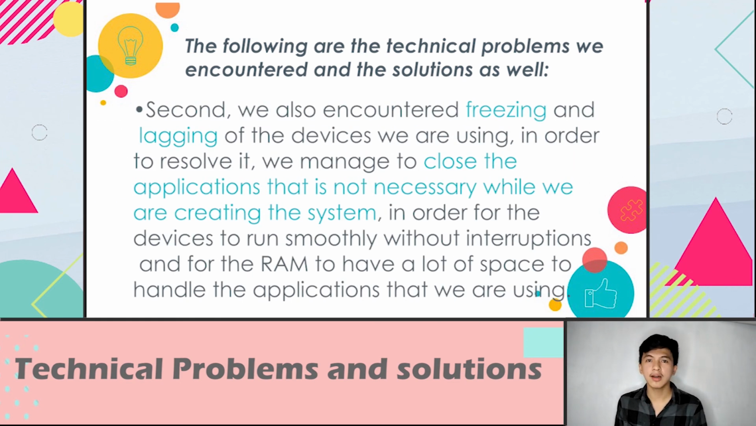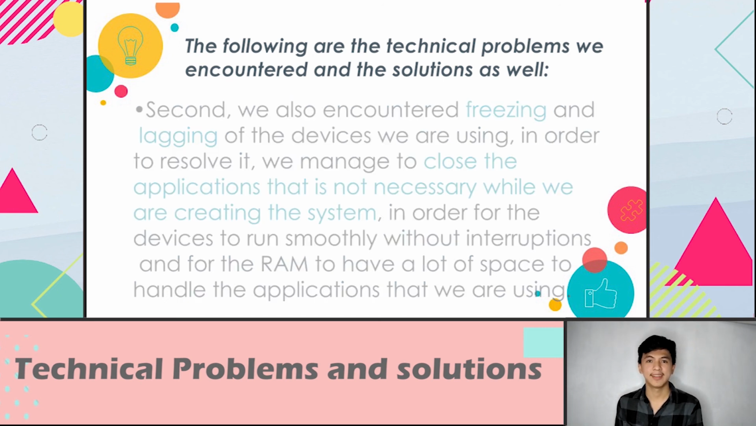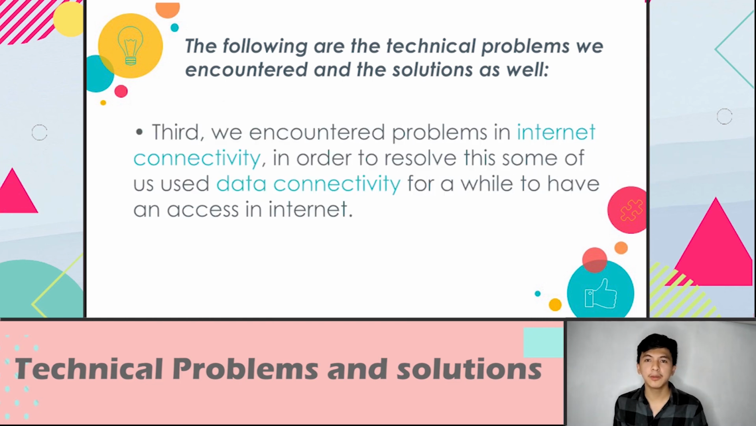Second, we also encountered freezing and lagging of the device we are using. In order to resolve it, we closed the applications that were not necessary while we were creating the system, so that the device could run smoothly without interruptions and the RAM would have a lot of space to handle the applications that we are using. Third, we encountered problems in internet connectivity. In order to resolve this, some of us used mobile data for a while to have access to the internet.